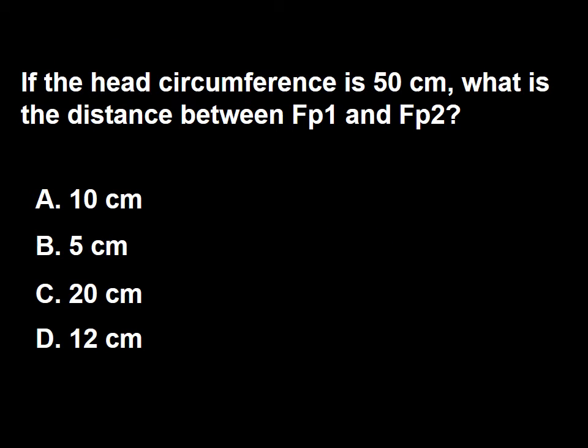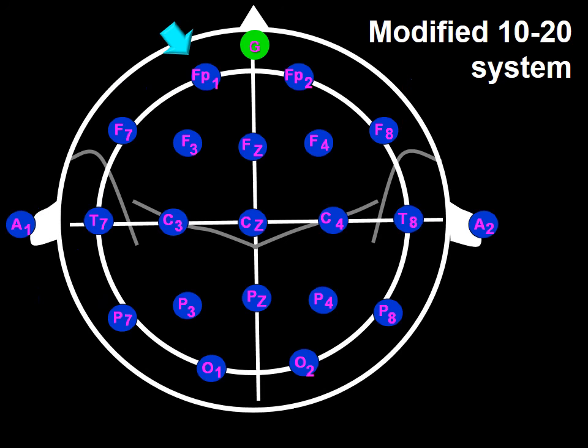Next question. If the head circumference is 50 centimeters, what is the distance between FP1 and FP2? A, 10 centimeters; B, 5 centimeters; C, 20 centimeters; D, 12 centimeters. The arrow in this frame points to FP1, in this frame to FP2. As you can see, they are quite close to each other.